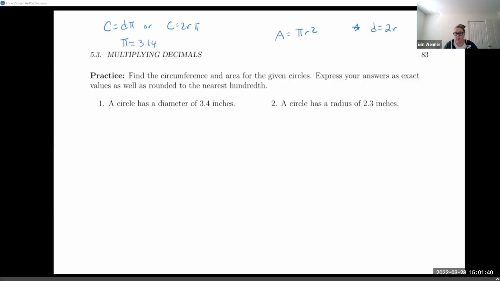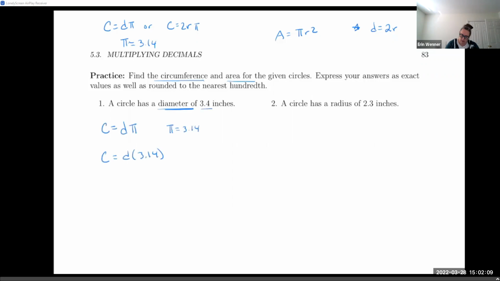So how do we use all these pieces? Well, let's look at number 1. It says the circle has a diameter of 3.4 inches, and it says find the circumference and the area. So if we find the circumference first, since we're given the diameter, we want to use the formula that says diameter times pi, and we're going to let pi equal 3.14. So the circumference is the diameter times 3.14.